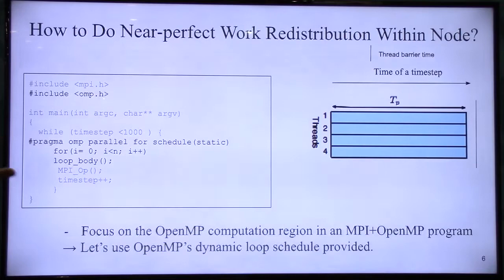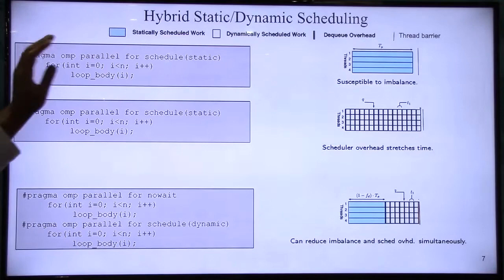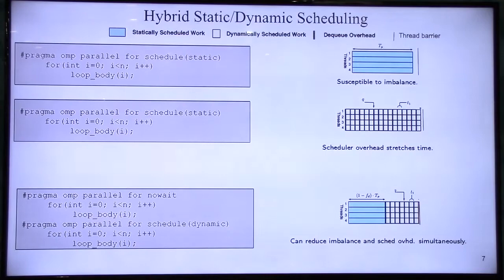The first tactic is to just try the OpenMP dynamic schedule, chunk size one. I'll show you what that looks like. That's OpenMP dynamic right there. That is going to create a lot of overhead as soon as you have a large trip count and you're running on a number of cores.